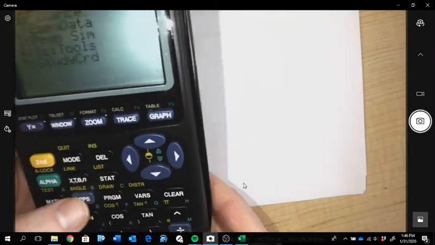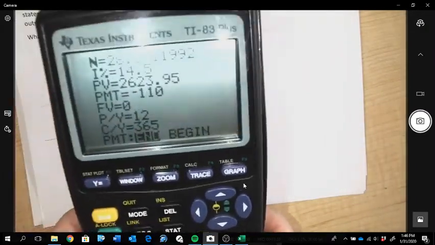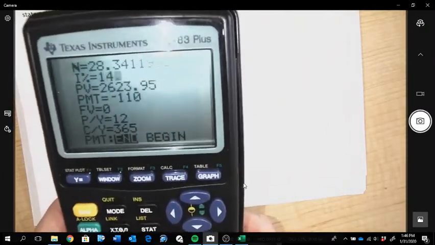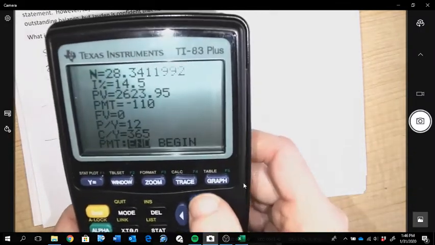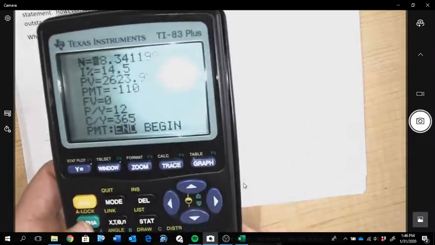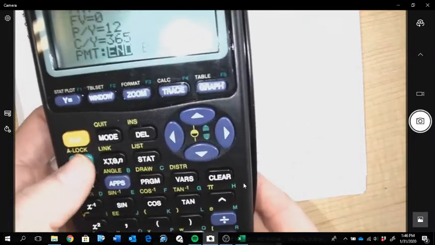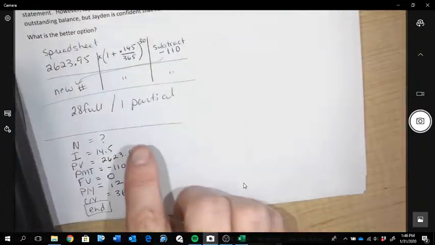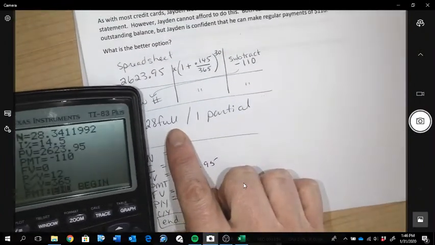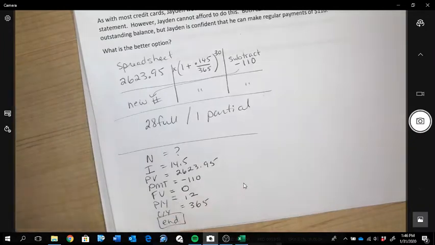Okay, so apps, finance, there we go. So interest 14.5. It's all in there. So I'm going to go up to N and hit alpha solve. So like we said, 28 full and 1 partial.